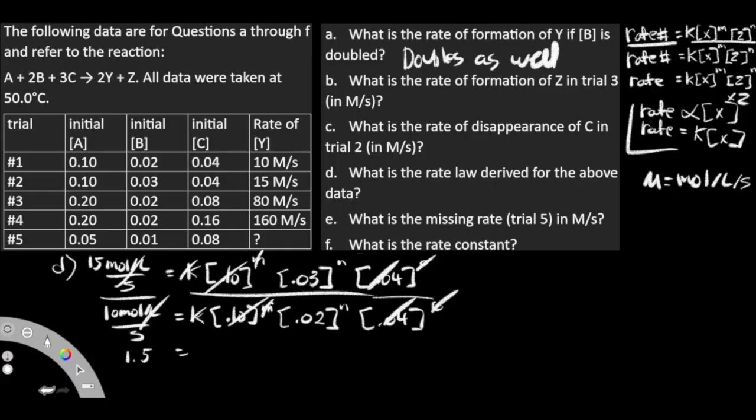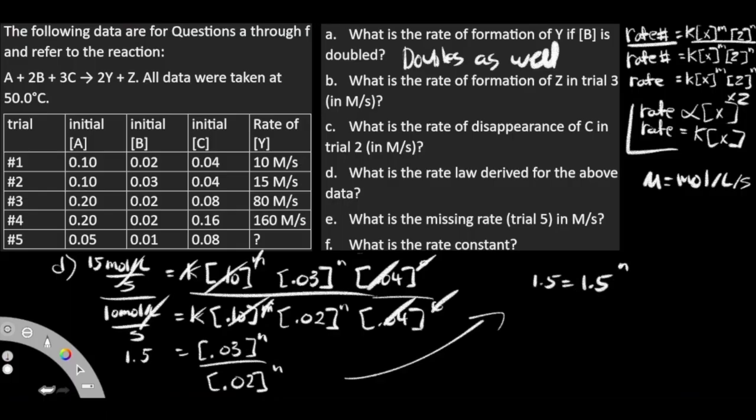So what you end up getting is our 0.03 divided by our 0.02. So we'll get our 1.5 is equal to our 0.03 divided by our 0.02. Just try it on your calculator. I'm just getting 1.5. And of course, this has to be to the power of n. How do we know what it's going to be? Well, 1.5 to the power of 1 is going to give you our 1.5. So therefore, n is going to be equal to 1. So our n value is 1.